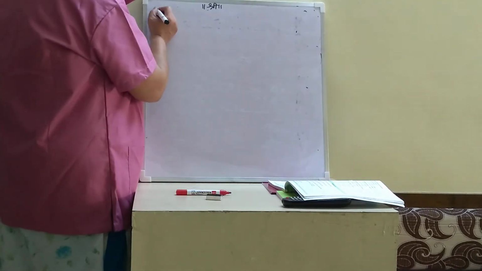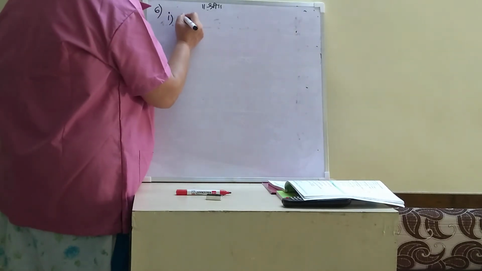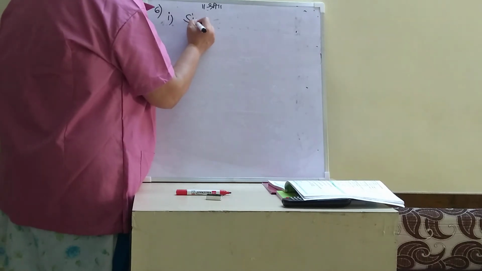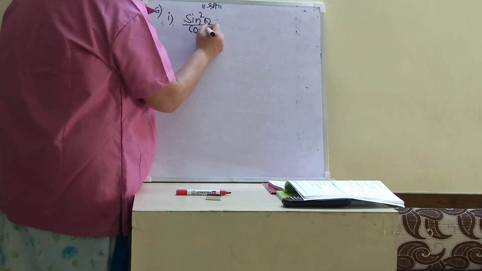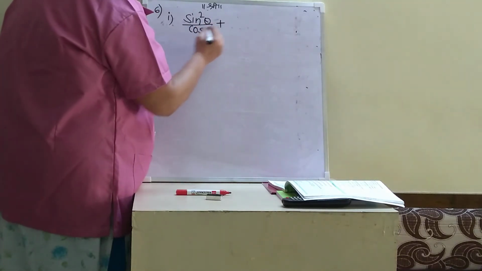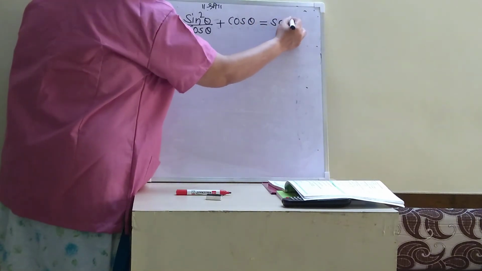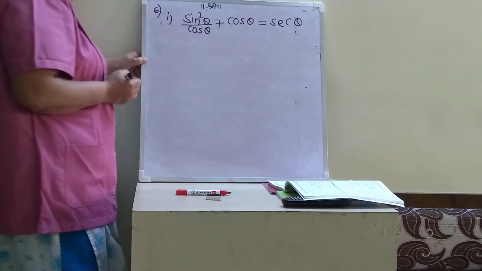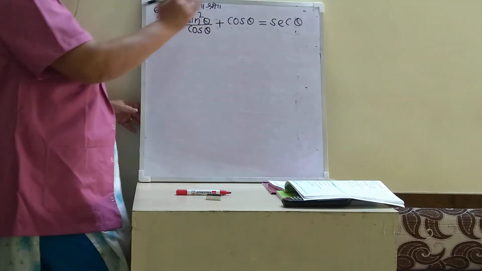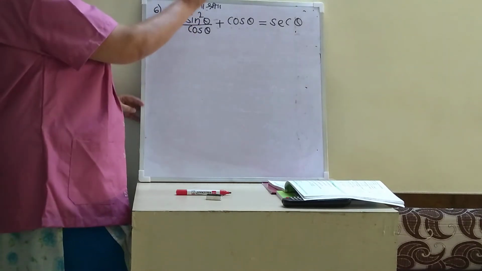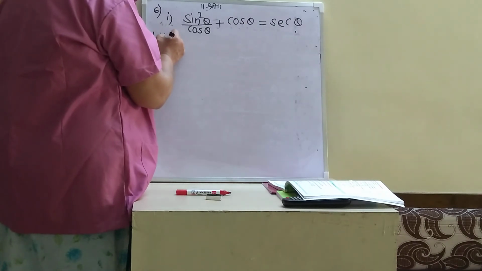Now let us see question number 6, first one. What is that? Prove that. To prove क्या करना है? तो साइन स्क्वायर थीटा अपॉन कॉस थीटा प्लस cos theta is equal to sec theta. This you have to prove. Now while proving, children, remember always one side will prove. We are not going to prove both the sides. We'll prove one side and let us see what is happening. Okay, what we are solving is the LHS.